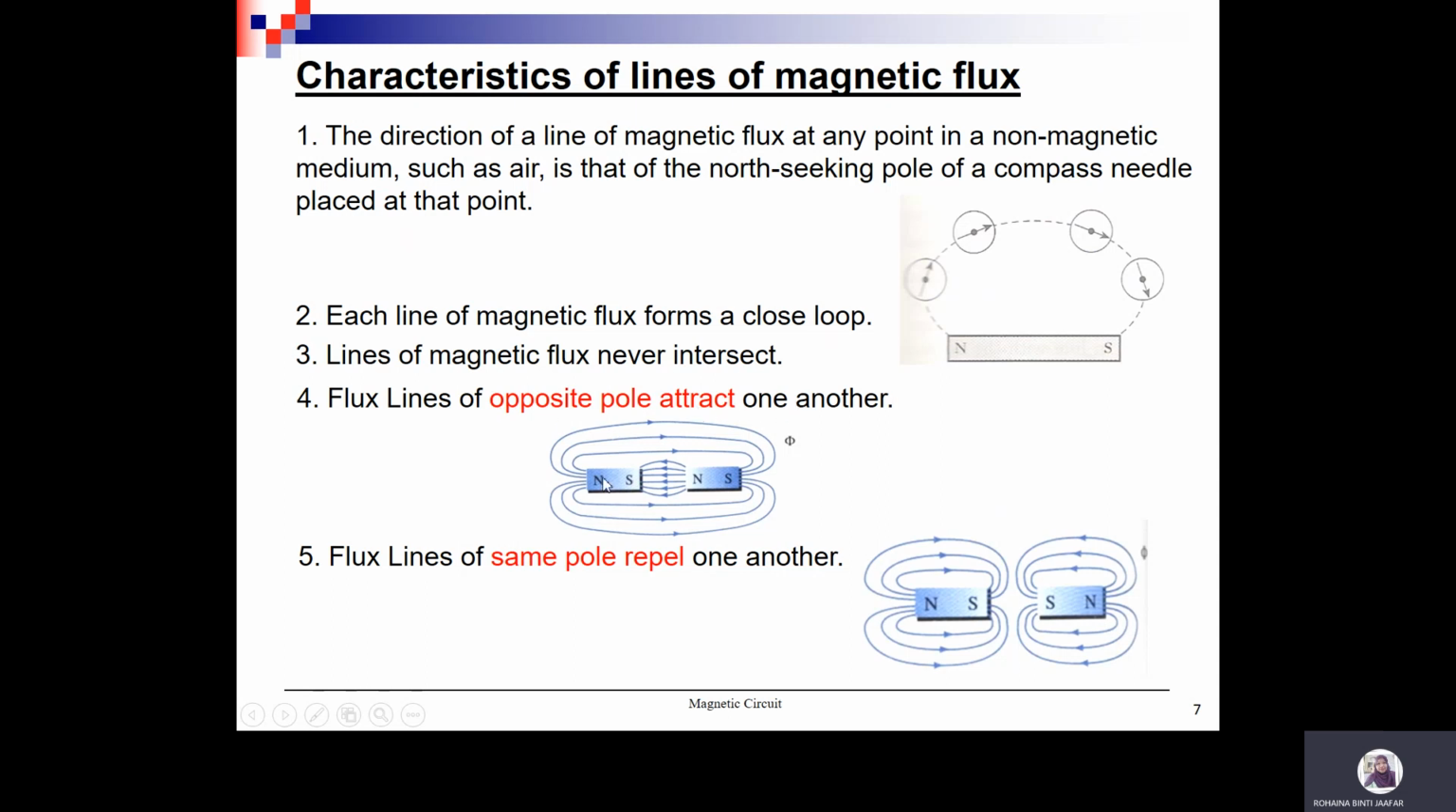So you have two magnetic materials or two bar magnets. You place them in this direction, south and north here, so they will attract each other. Okay, if you place your magnets with the same pole, so same pole here, south and south, your flux lines will repel one another.